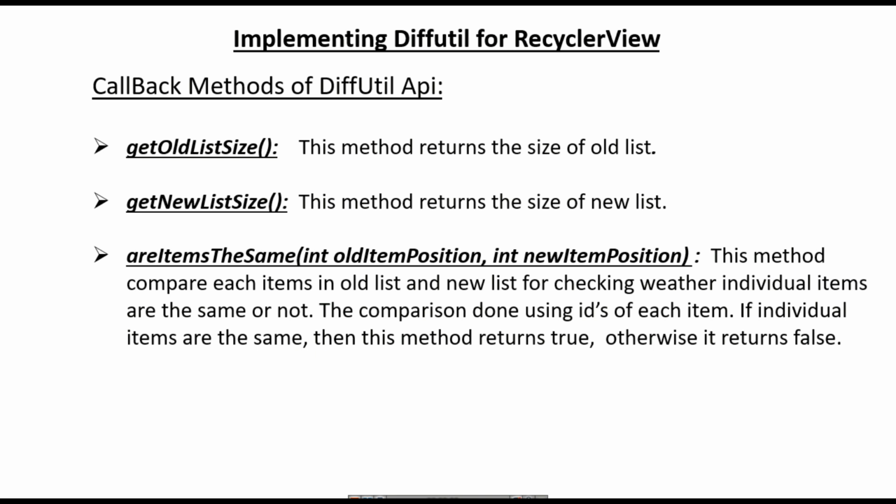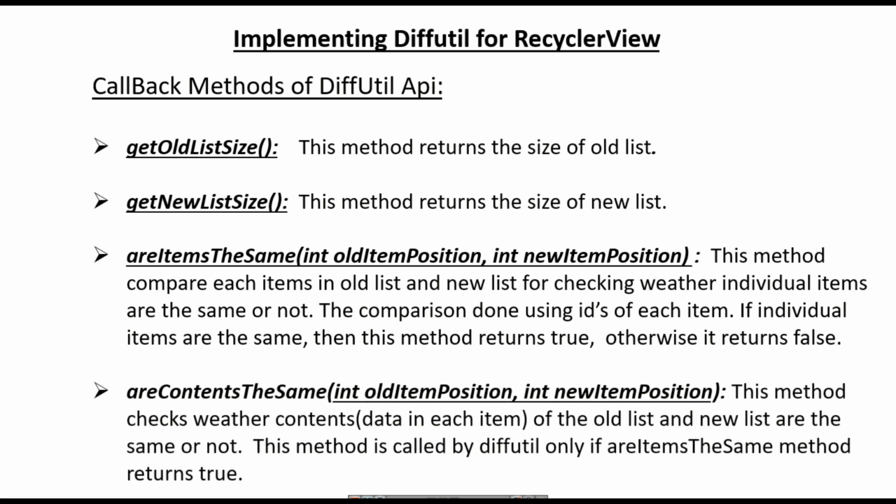Next method is areItemsTheSame. This method has two parameters, oldItemPosition and newItemPosition. This method compares each item in the old list and new list to check whether individual items are the same or not. The comparison is done using IDs of each item. If individual items are the same, then this method returns true, otherwise it returns false.